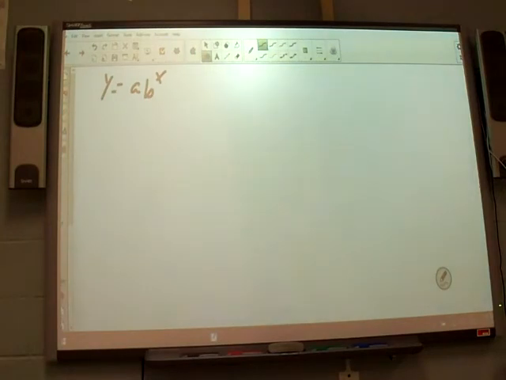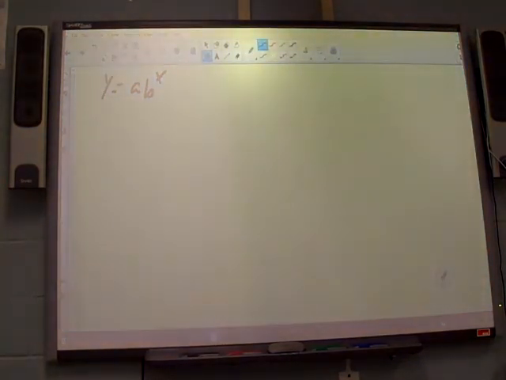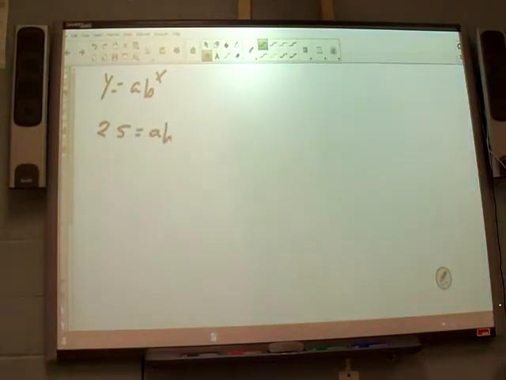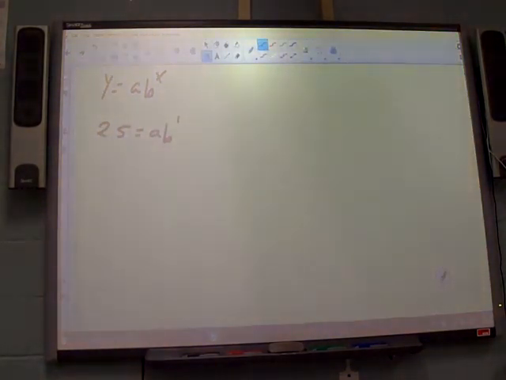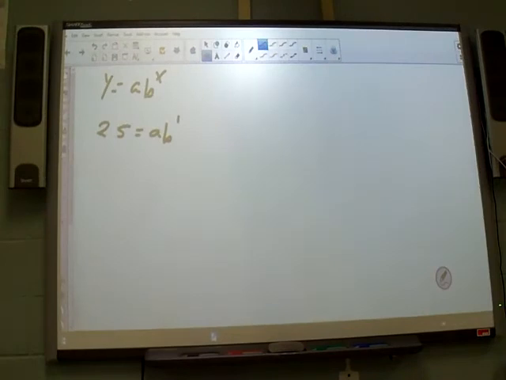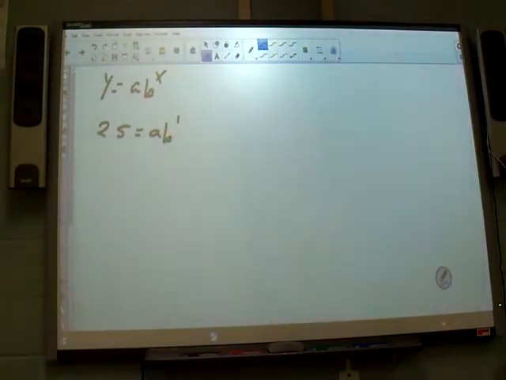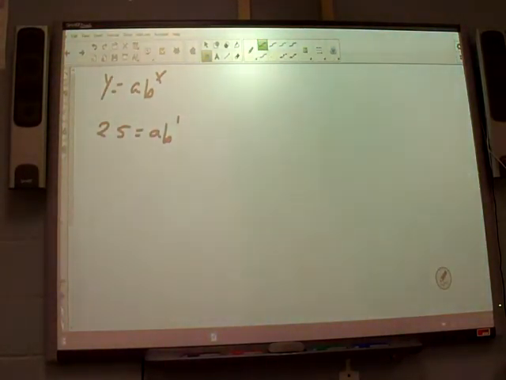Is 1 and 25 okay with everybody? Okay, so I'm going to say 25 equals ab to the 1. There's one equation. I got to get another one. Lady Jo said 5 and 400. When I did it on my paper, I did 4 and 200.